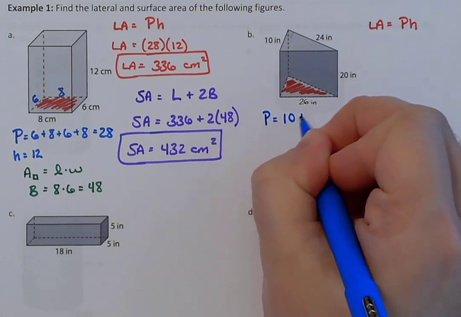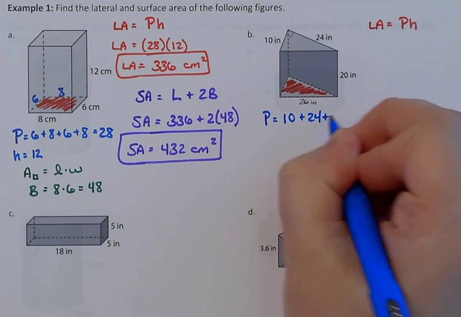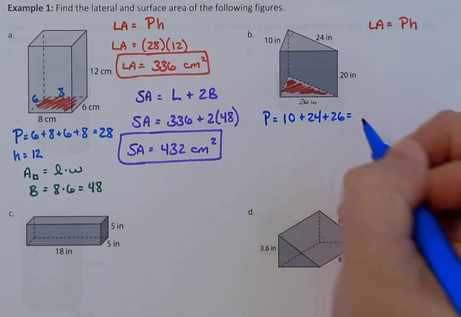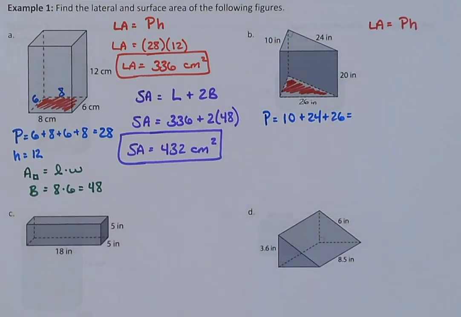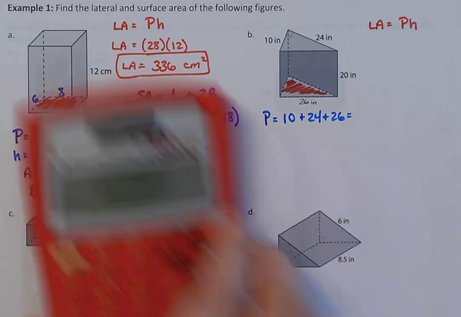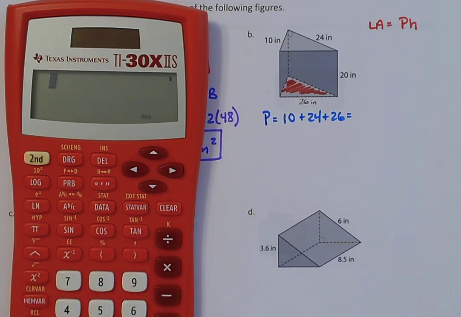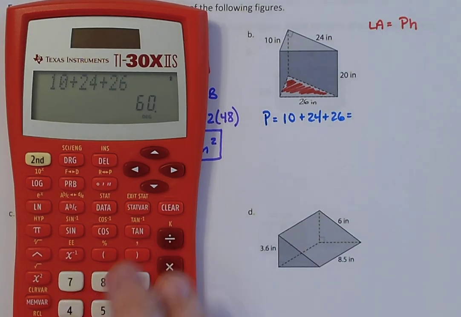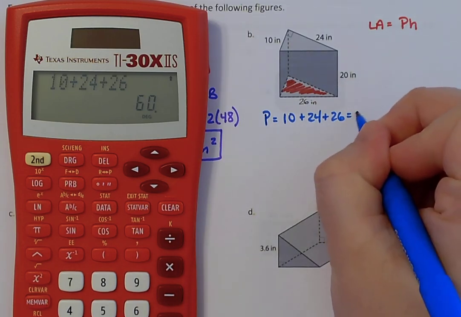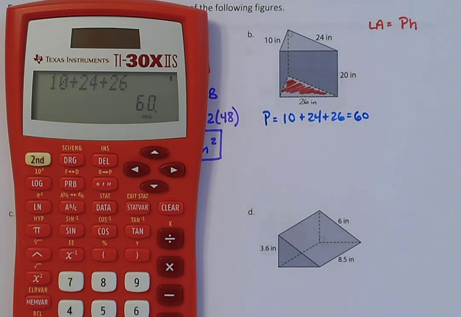So it's going to be 10 plus 24 plus 26. Add all 3 sides of your base, that's going to tell you your perimeter. So if we do 10 plus 24 plus 26, we get a perimeter of 60. So I now know the perimeter of our base.